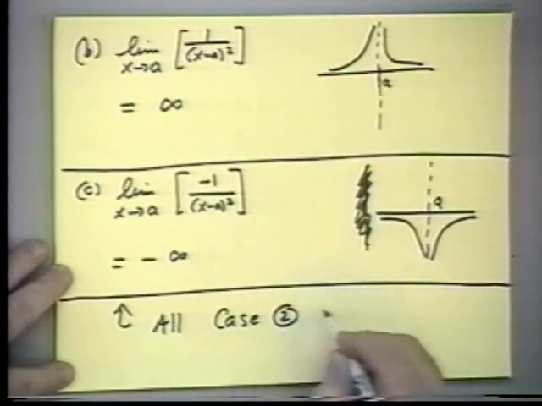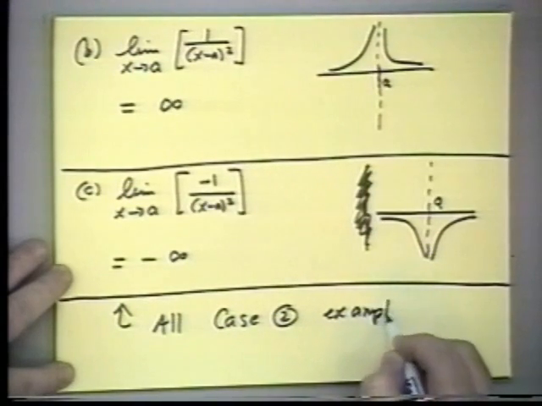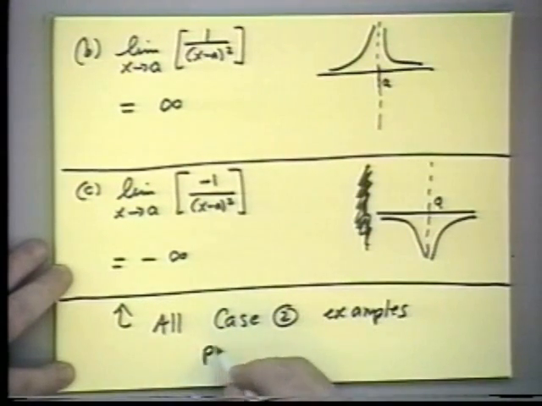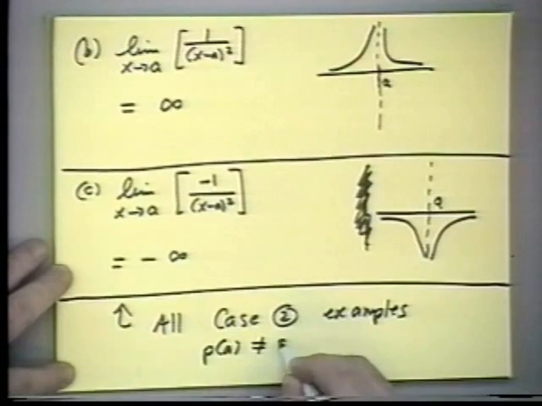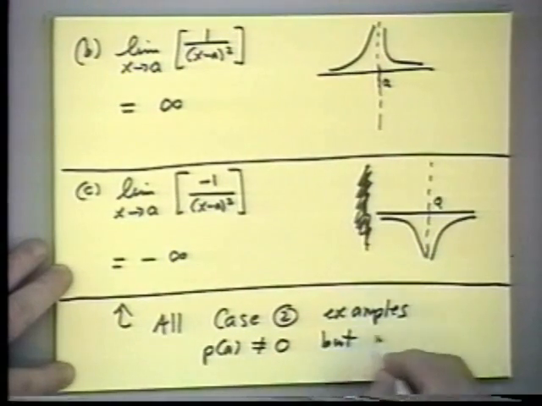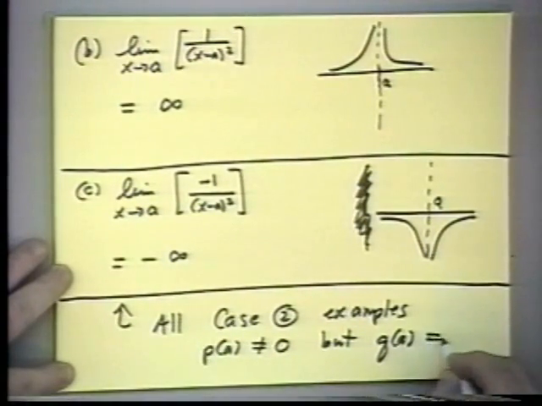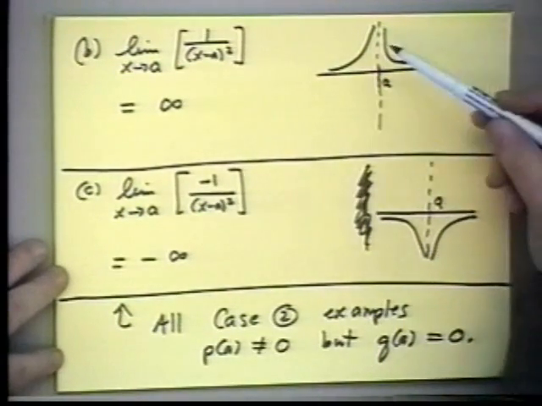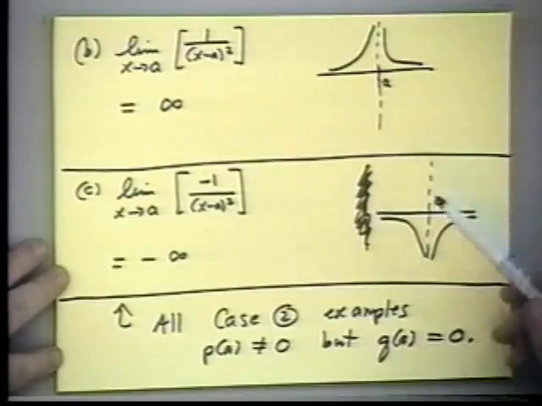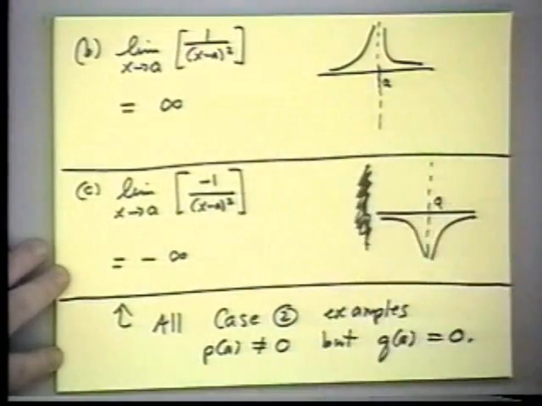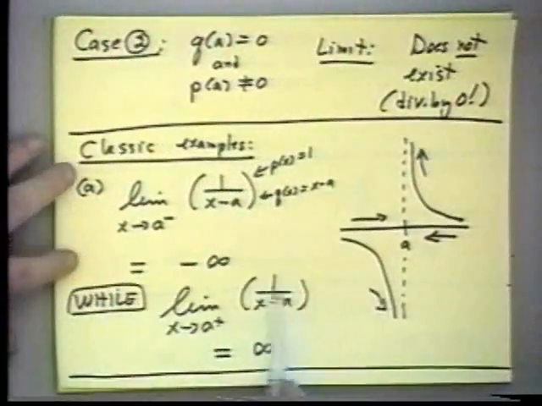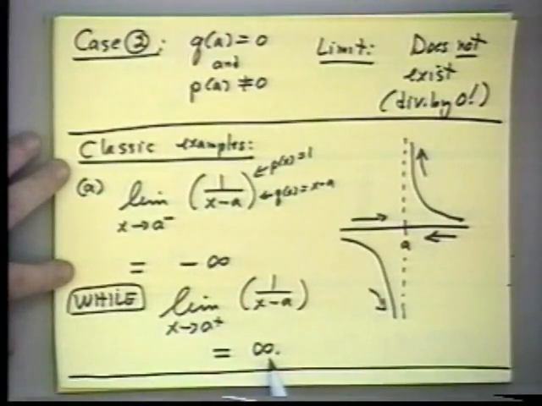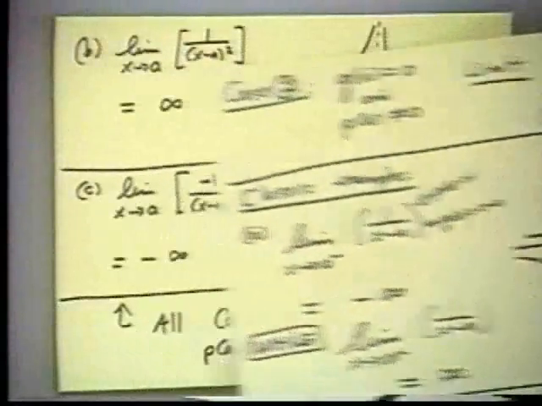Remember all these case 2 examples have p of a, the top, not 0, but q of a, the bottom, definitely equal to 0. And in every one of these cases, you ended up with some sort of vertical asymptote. And the function could be minus infinity, infinity, or in the very first case, it could be minus infinity on one side and infinity on the other side.